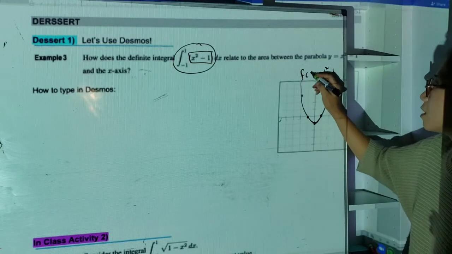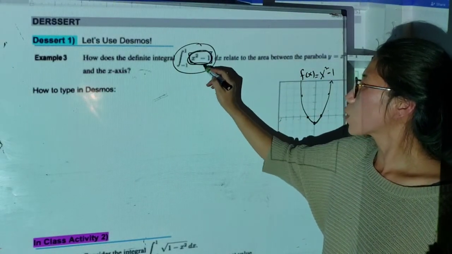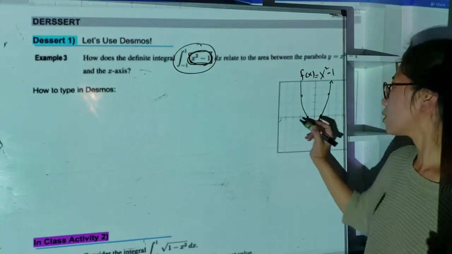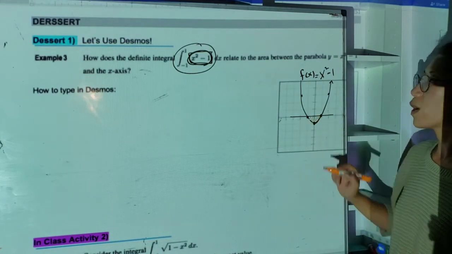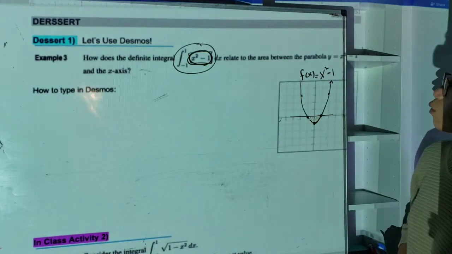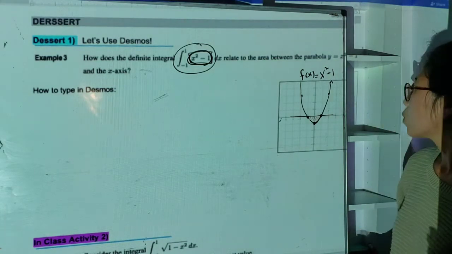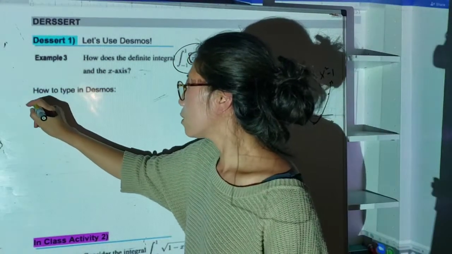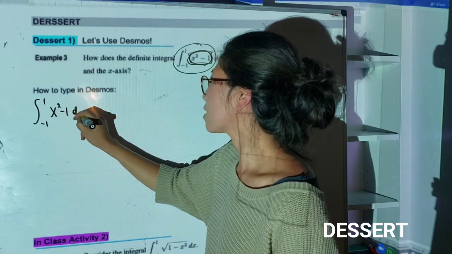Then here it says, find the area under the curve x squared minus 1 from negative 1 to 1. Negative 1 to 1. So this represents the area right here. Then how are we going to find the area? So I'm going to actually show you how we find the area mathematically. First, the integral from negative 1 to 1 of x squared minus 1 dx.